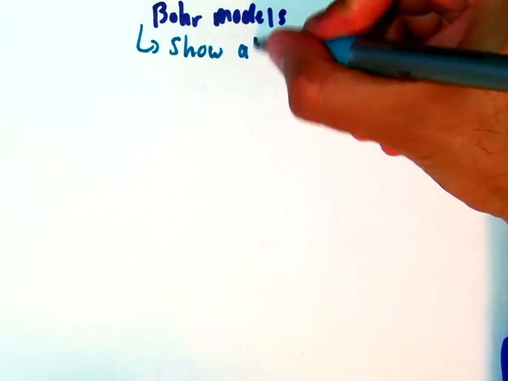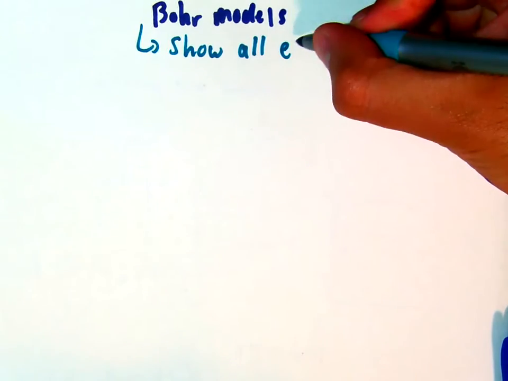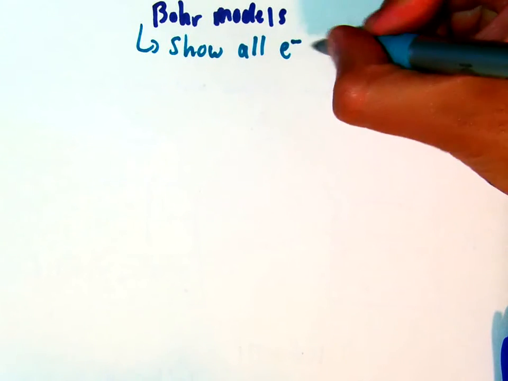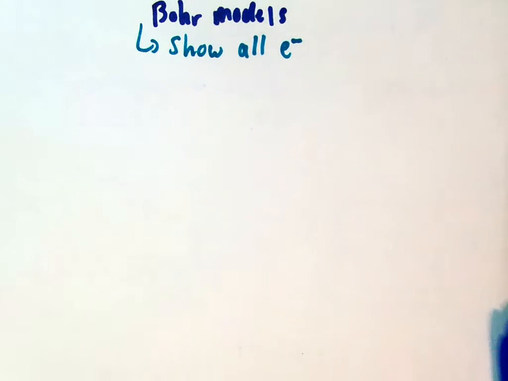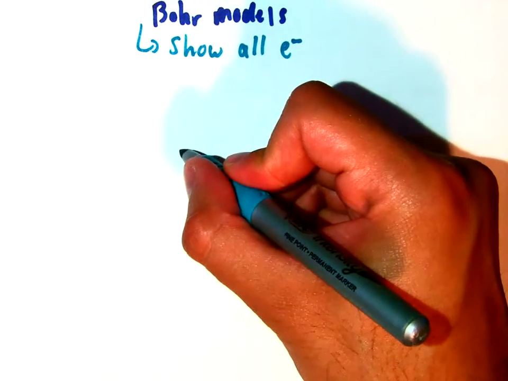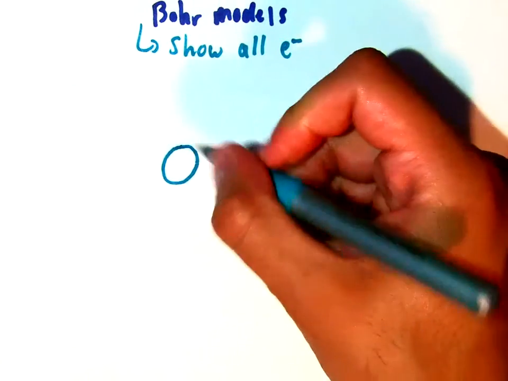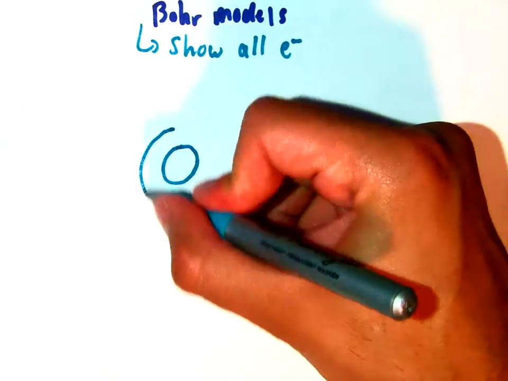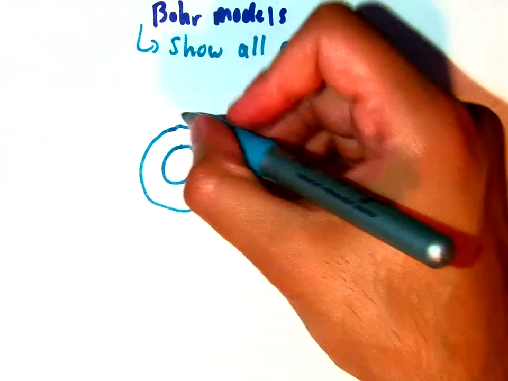all electrons. We'll represent electrons with a lowercase e and a little negative sign, right? Because electrons are negative. So they show all electrons. So let's look at an example of a Bohr diagram. So in the Bohr diagram, we have these circles, which we call energy shells.